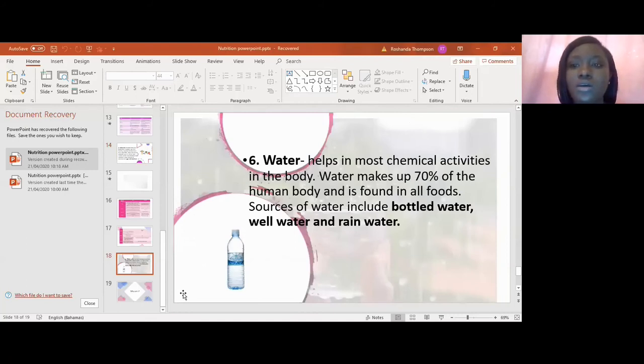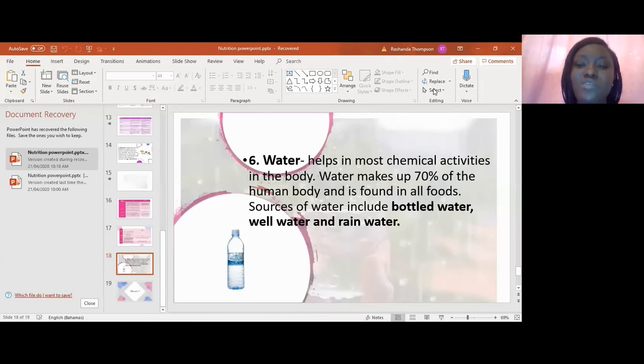Water helps in most chemical activities in the human body. Water makes up 70% of the human body and is found in all foods, right? So water is very important to our body. Water helps us to not be dehydrated, right? Water is important because all of our cells in our body are composed of water. We are mostly water, even though we don't look it from the outside. All of our cells and tissues are mostly made up of water. So all of our metabolic activities, all of the activities that our cells do, need water.